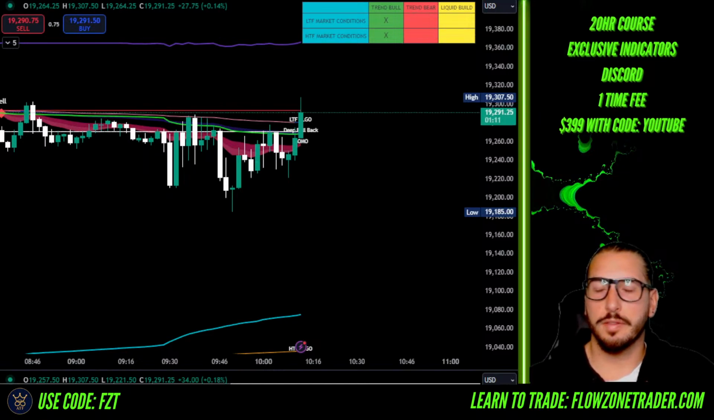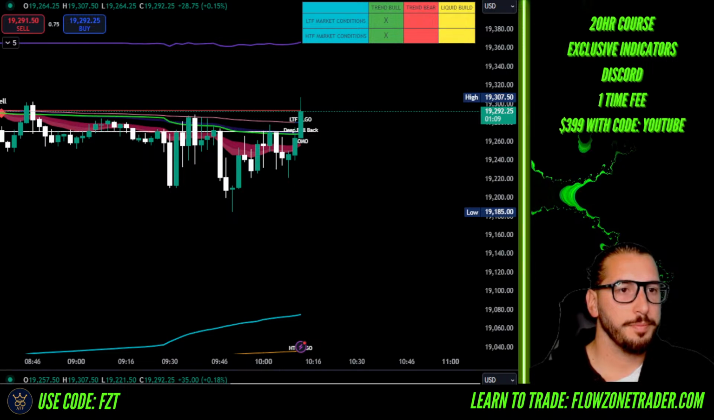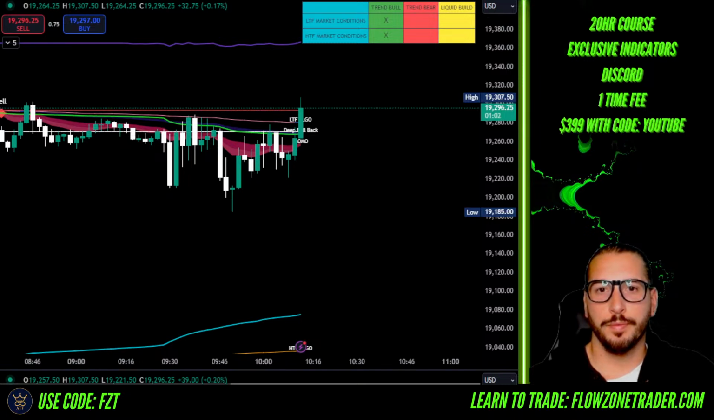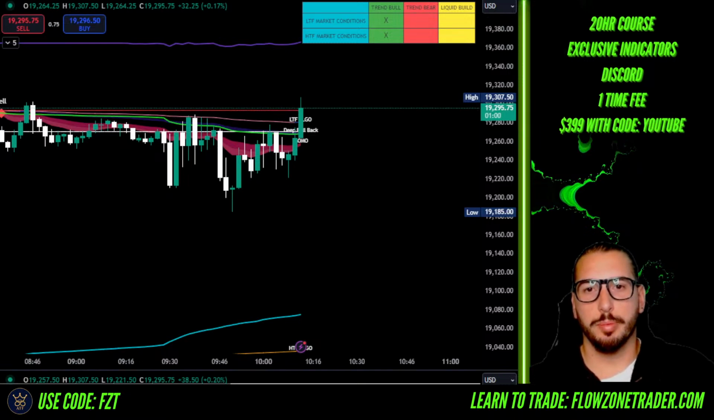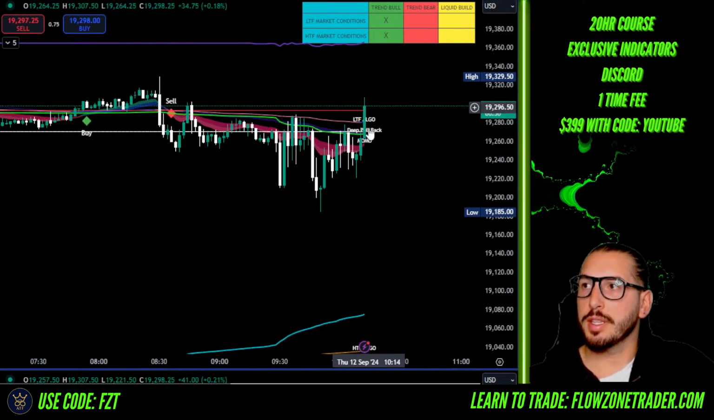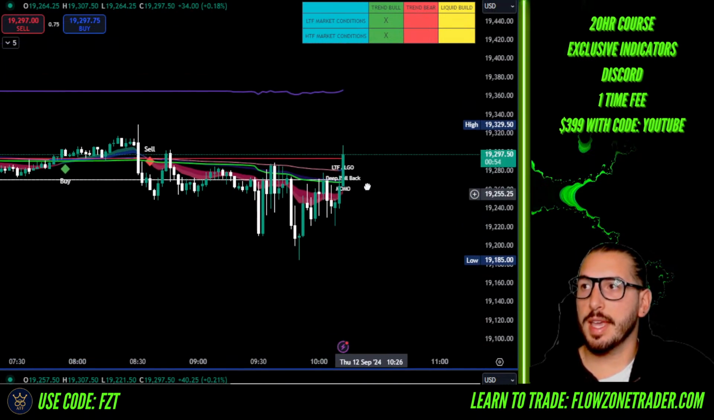All right, so there's the push for the inverted head and shoulders. And ES is starting to reclaim VWAP now. We're creating a new initial balance high for now. You can see we are through these previous day high levels.